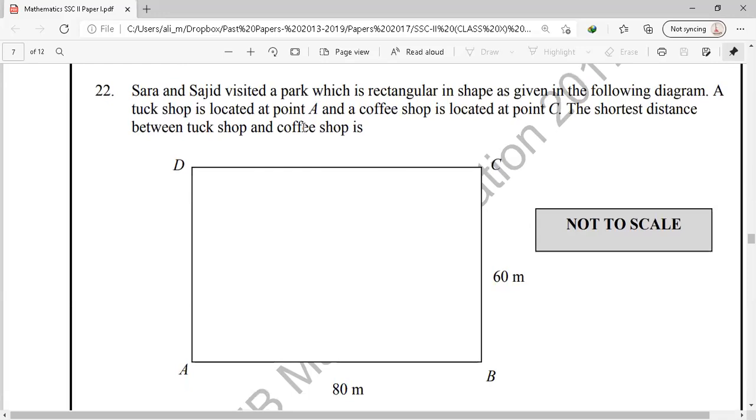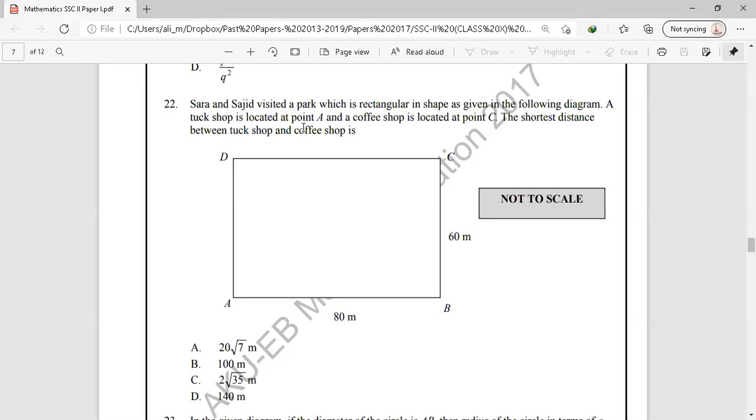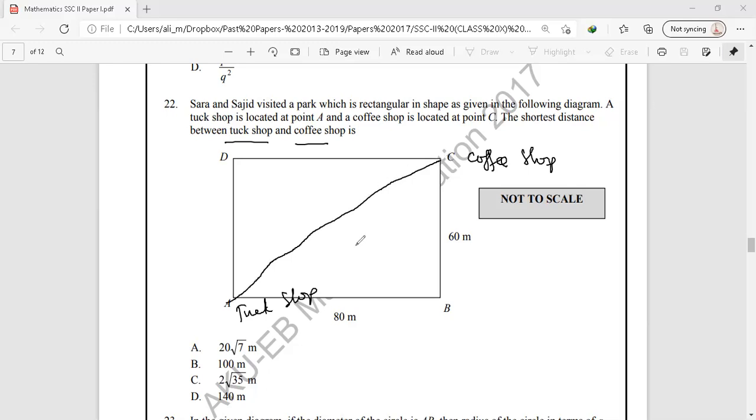Next we have question number 22. Sarah and Sajid visited a park which is rectangular in shape, as given in the diagram. A tuck shop is located at point A, and a coffee shop is located at point C. So this is our tuck shop, and this is the point of the coffee shop. We have to find the shortest distance between the tuck shop and the coffee shop. We know that the shortest distance is always a straight line, so we have to measure the diagonal of this rectangle. So we have the perpendicular side and the base side.